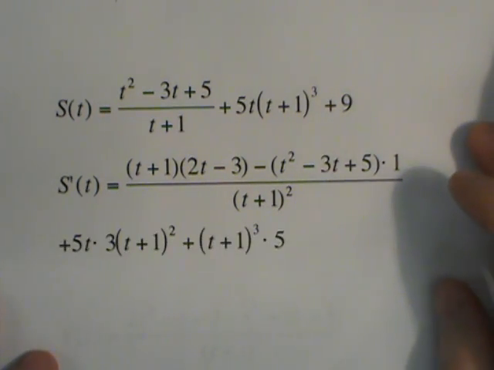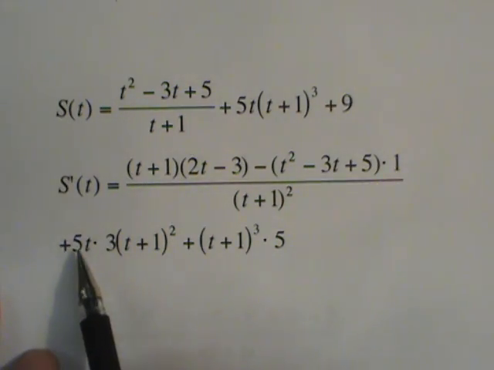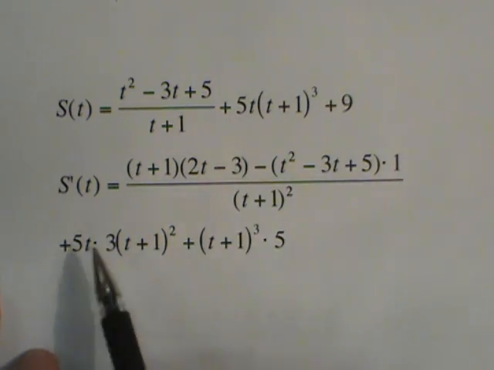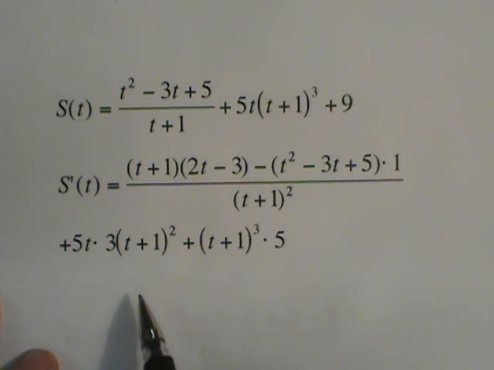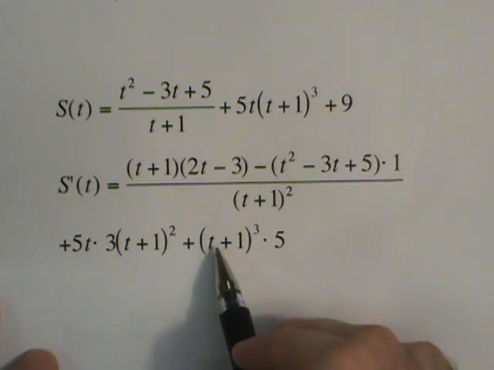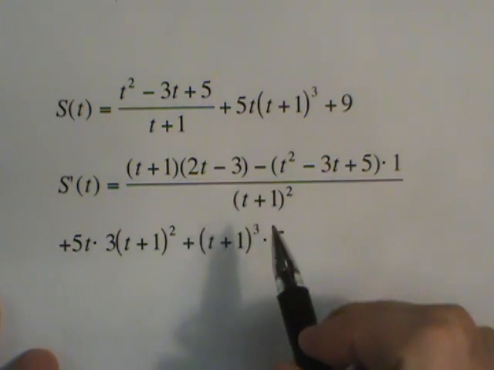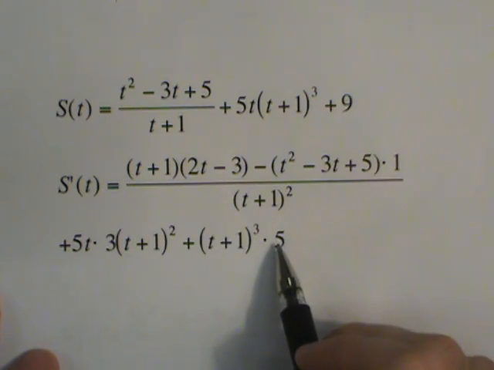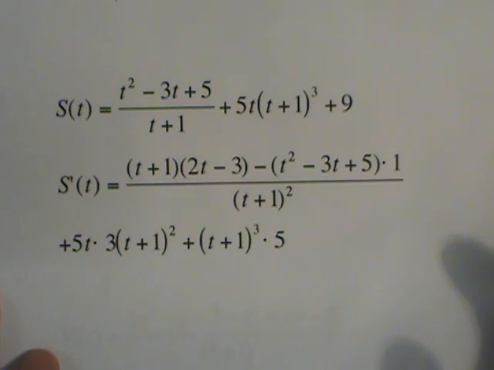And then as I move to my second set of terms here, this is going to be a product rule. So I do u dv, the derivative of the second part is 3t plus 1 quantity squared, plus v, which is t plus 1 quantity cubed, times du, derivative of 5t is just 5. And finally, the derivative of our constant is just 0, so it dropped out.